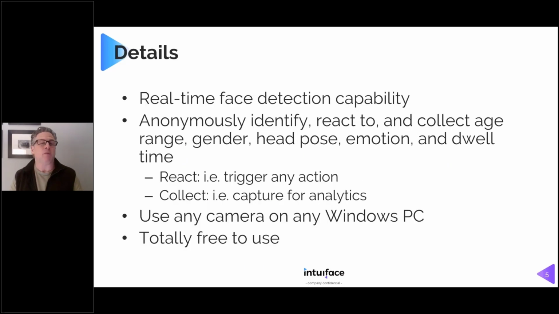If I go a little deeper, what that means is real-time face detection, not a snapshot, but a real-time data stream of the people, the person in front of a camera. What OpenVINO is doing is not only helping us identify the people in front of the camera, but also to identify and then help us react to and collect information about their age range, about their gender, their head pose, their emotion, and their dwell time. We can, with some level of confidence, identify all of these things and react to it.